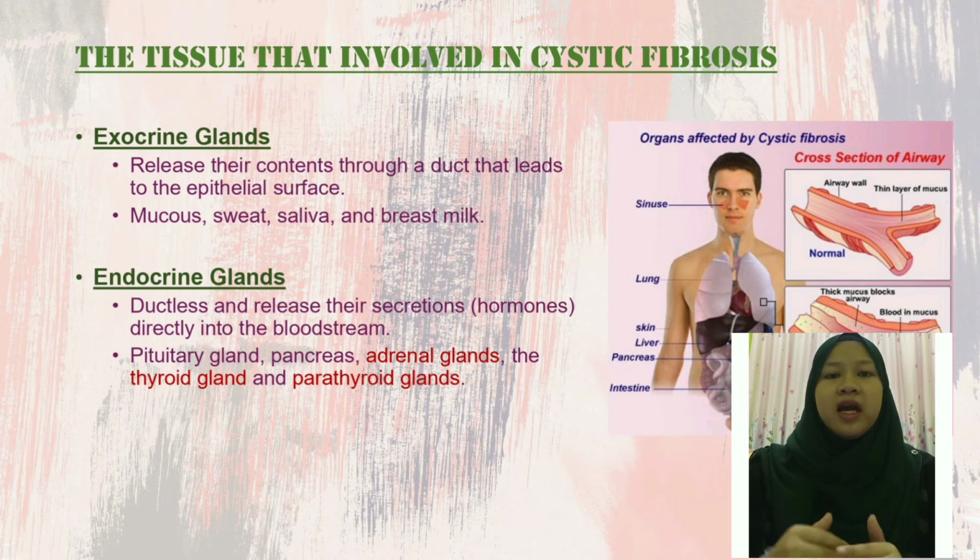It releases its content through a duct that leads to the epithelial surface. A few examples of exocrine secretions are mucus, sweat, saliva, and breast milk. The second tissue involved in this disease is the endocrine gland. It releases its secretion or hormone directly into the bloodstream. Examples of endocrine glands are the pituitary gland, pancreas, adrenal gland, thyroid gland, and parathyroid gland.